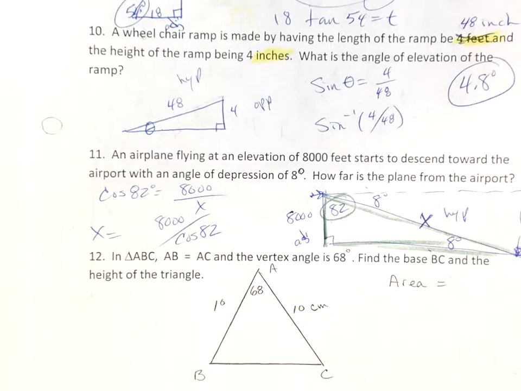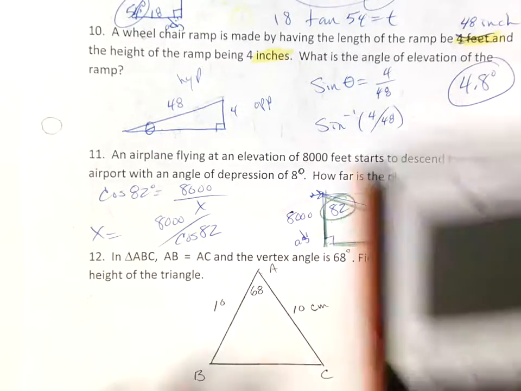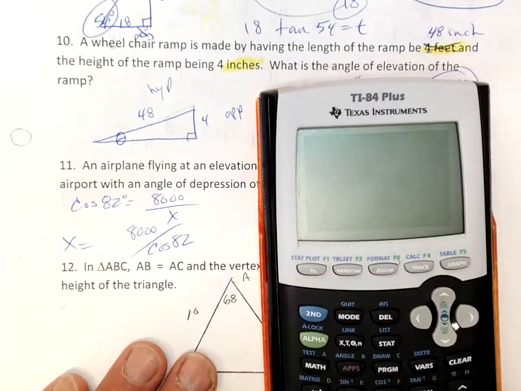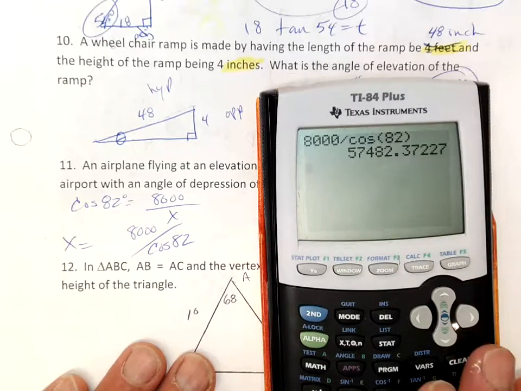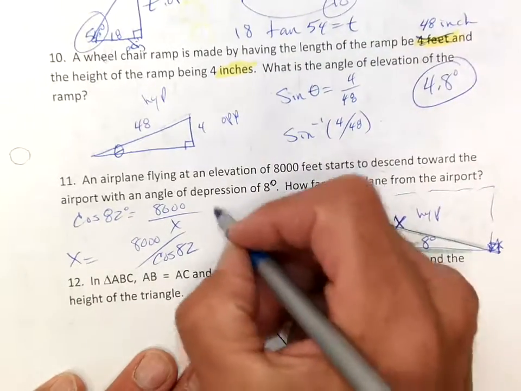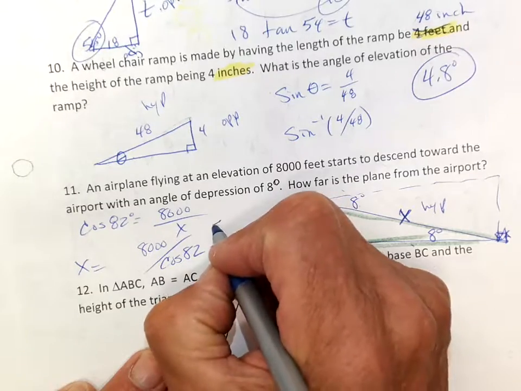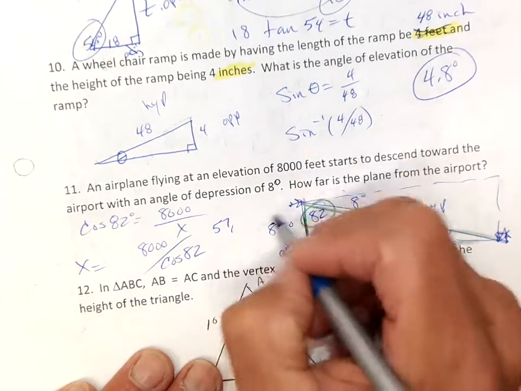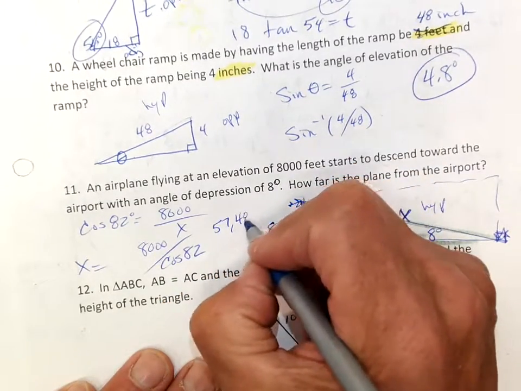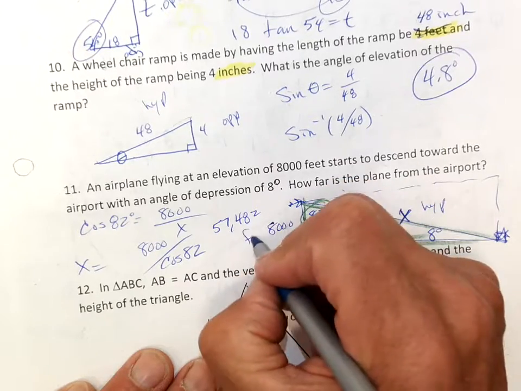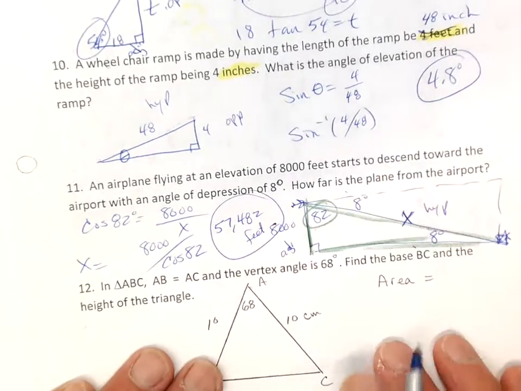Okay, and I'm just going to use my calculator. Let's see what that is. So I'm just put it in just like this. I'm going to go 8,000 divided by cosine of 82. And I get an answer of about 57,000. Big number, huh? 57,482 feet, and that is correct, totally correct.